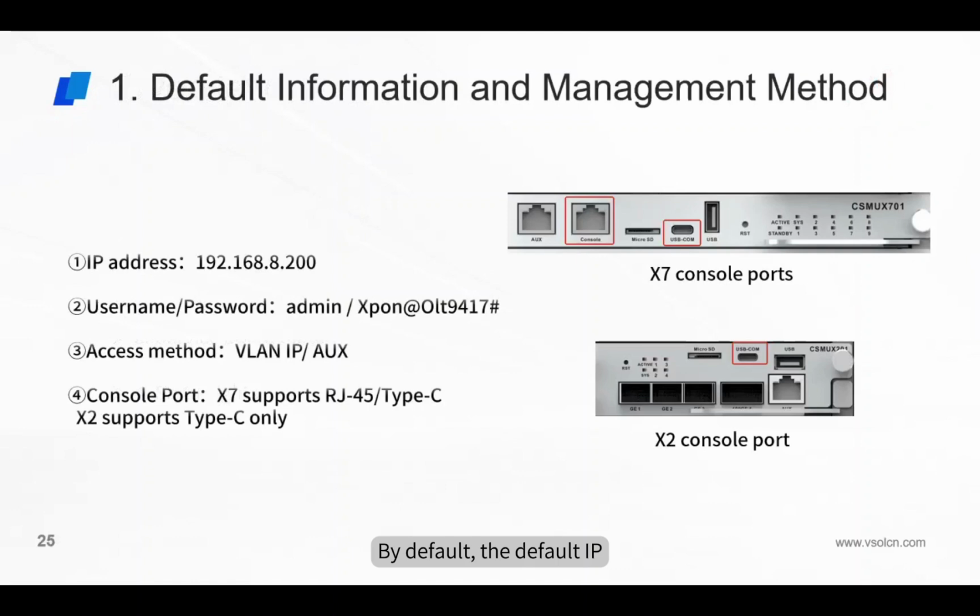By default, the default IP 192.168.8.200 can be accessed through either a UX or VLAN IP. And the account password is admin and expon at OLT 9417 number sign. As can be seen from the picture, V5600X7 supports RJ45 and Type-C console ports. V5600X2 supports Type-C only.